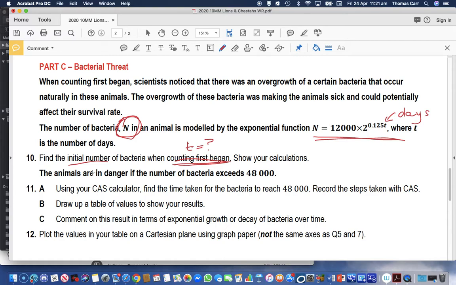The next bit says that the animals are in danger if the number of bacteria exceeds 48,000. So it asks us to use a CAS calculator to find a time for the number of bacteria to reach 48,000. The number of bacteria is described by N. 48,000 is going to replace N, and we're going to have to find out the amount of time.